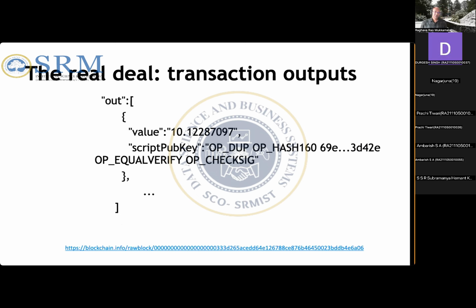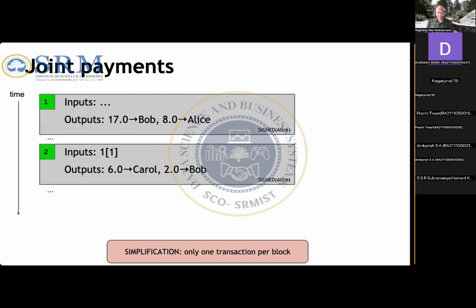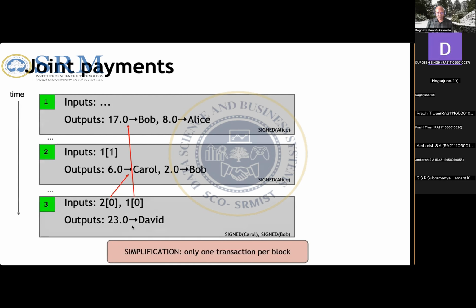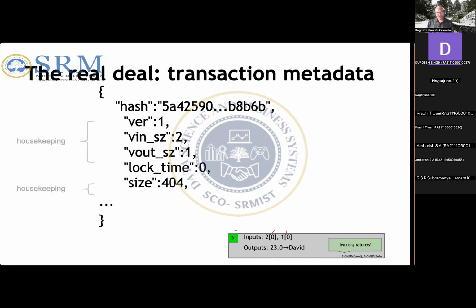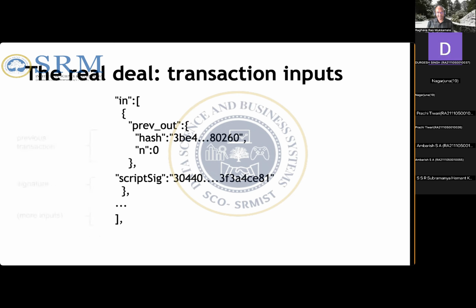And the output also looks a bit similar. Remember that what we have in the outputs is the address to which a coin is created and the value of the coin, right? So if you go back here, the outputs contain the value and to whom it is transferred. Similarly, the Bitcoin output also contains the same things.